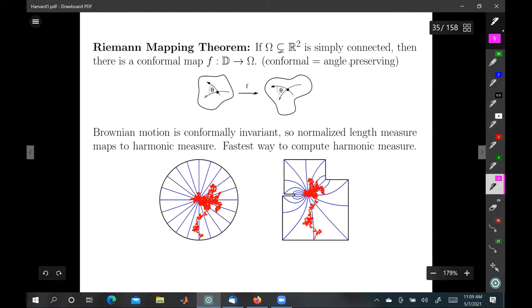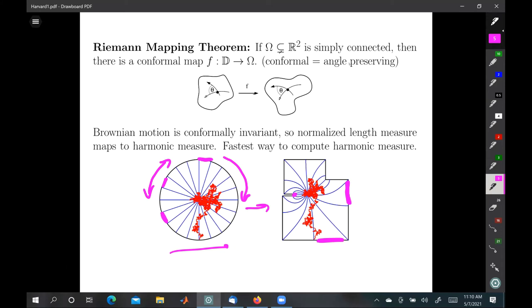So if I start a Brownian path in the disk and take its image, it goes to a Brownian path. On the disk, the probability of hitting an arc is just the normalized arc length. Brownian motion is rotationally invariant. If I rotate this picture, I still get Brownian motion. Here I've cut the boundary up into 5% intervals. Each of these has 1/20th of the unit circle, and their images over here each have 5% of the harmonic measure. Right here at the tip, that very small piece already has 10%.